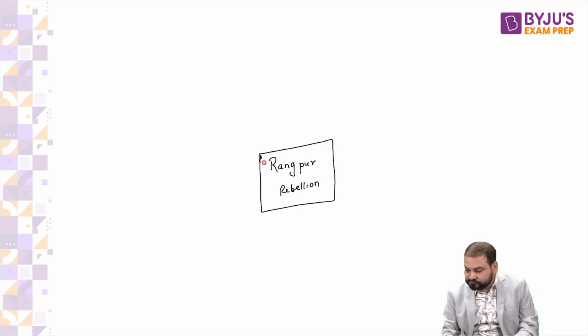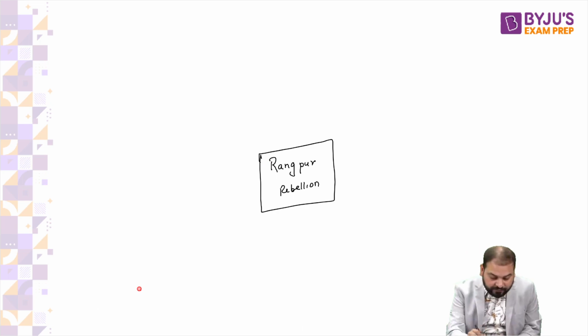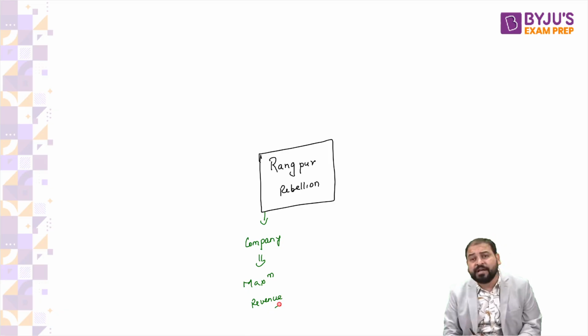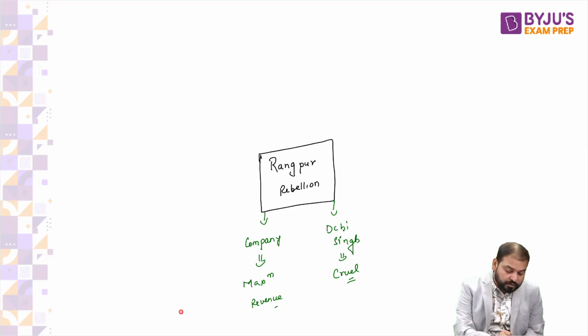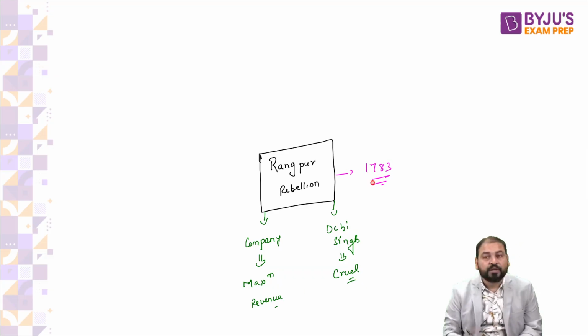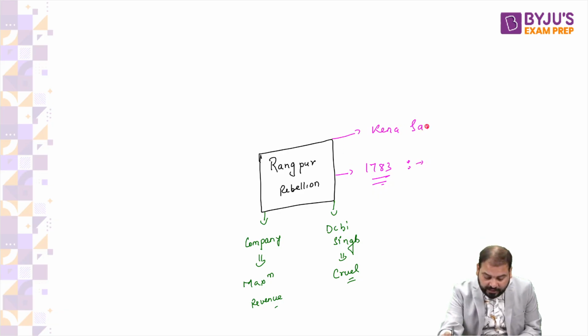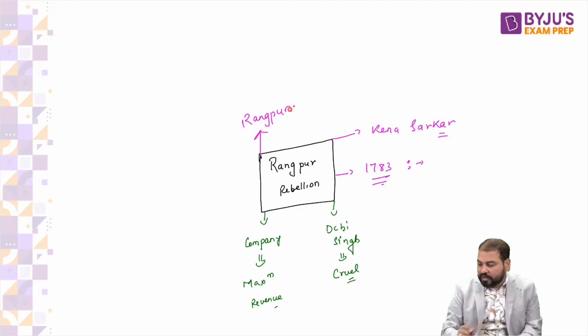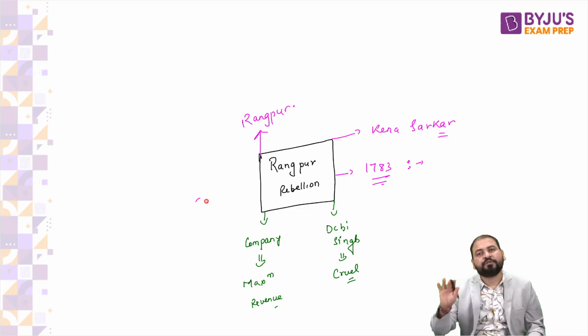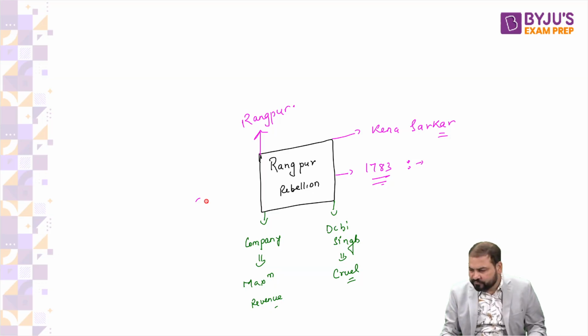Rangpur rebellion. Now, everyone, same problem. Company trying to extract maximum revenue. Tax rates are very high. And here they have a zamindar whose name is Debi Singh, who is very, very cruel. So in the year 1783, the peasants revolt under the leadership of a leader named Kena Sarkar in a district known as Rangpur. Again, this was also suppressed.